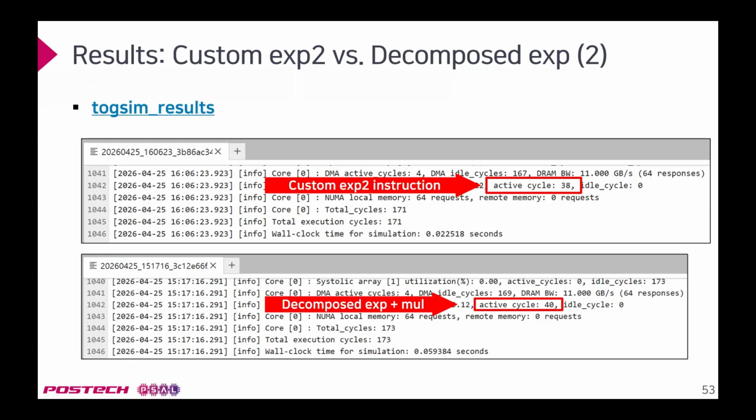And here we compare the vector unit active cycle between our custom exponent 2 instruction and the decomposed version using exponent plus multiply. With our custom exponent 2 instruction, the active cycle of the vector unit is 38. And with the decomposed approach, it takes 30. Can you see the result like this?